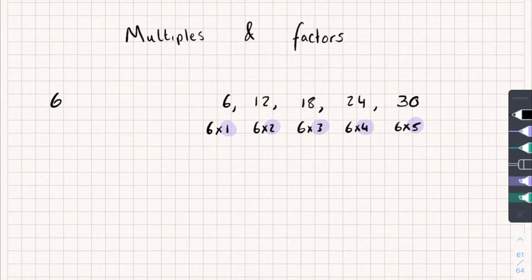Let's have a look at another example. Say the first 3 multiples of 12. Well, that's just the first 3 numbers in the 12 times table. So 12, 24, and 36.